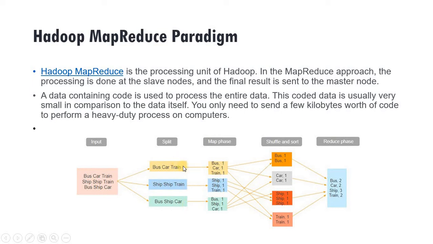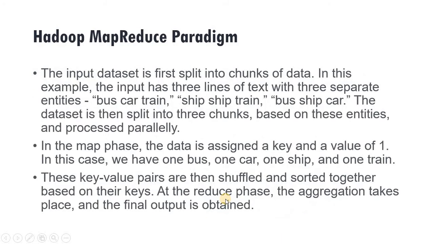Now we are in the map phase. We are providing an index value. Here the bus is repeated one time, so the index is 1. Car is repeated one time, so 1. Train is repeated one time. Same as the ship, repeated 1. Another ship is also repeated 1. Train is repeated 1. And the same as in the bus, ship, car, we are assigning the index value 1.